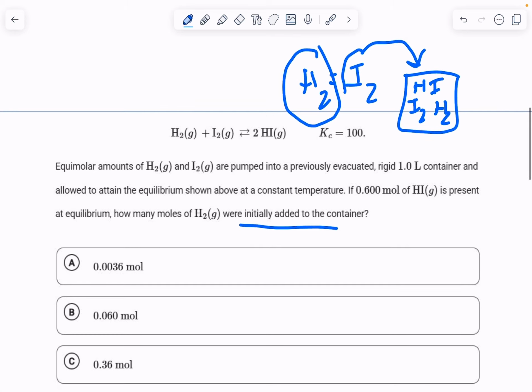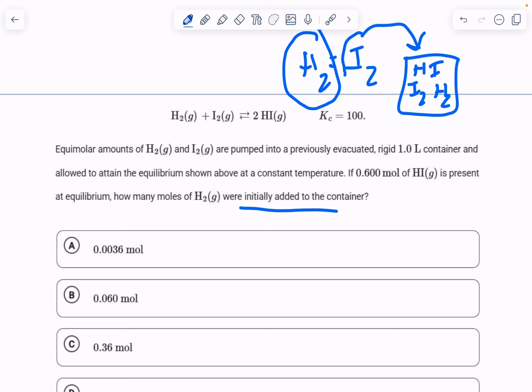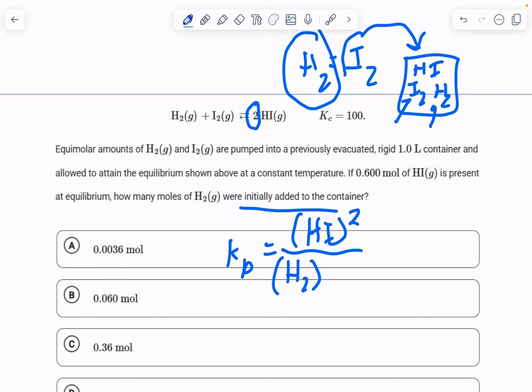First thing I'm going to do is figure out how much H2 and I2 is in there at equilibrium. I do that with the equilibrium expression, so that's going to be Kp equal to the pressure of HI squared, because there's this 2 right here, over H2 times I2. Oh, and these are all gases, so I shouldn't put them in brackets, that's my bad. Okay, just a little formatting.